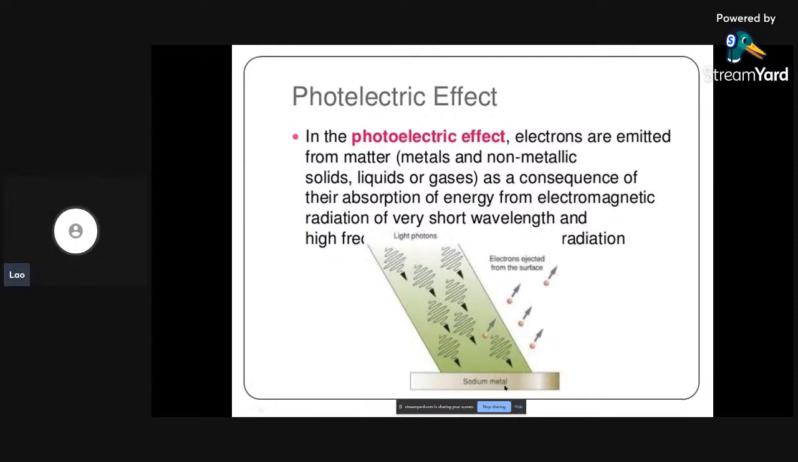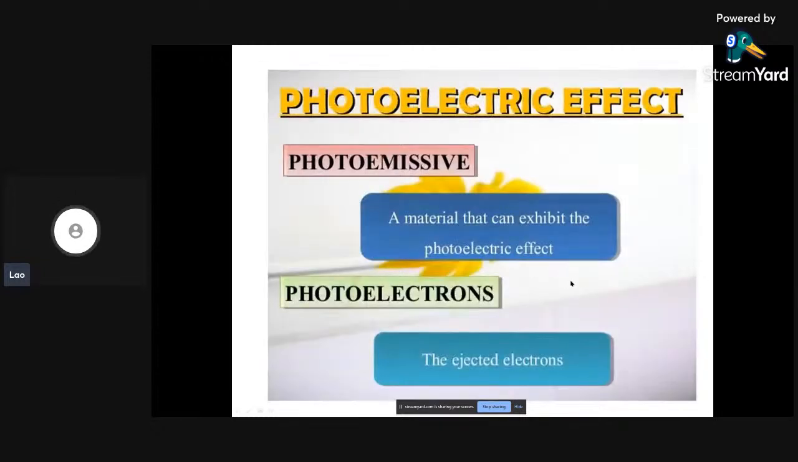This is the light photons, this is the photosurface, and this is electrons. Electrons ejected from the surface. So we have here a photoelectric effect. So we do have photoemissive, a material that can exhibit the photoelectric effect. We also call this a photosurface. So photoelectrons, ejected electrons. Ito yun yung kanina, yung na-release na siya.